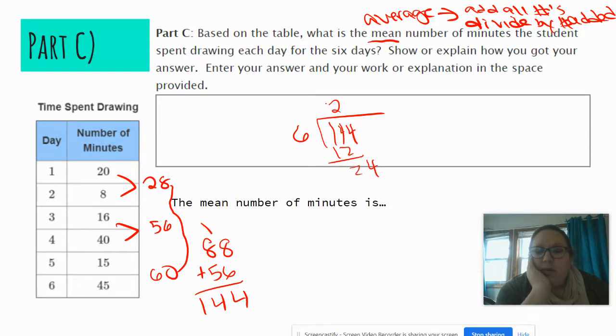6 does not go into 1, but it goes into 14 twice. 6 times 2 is 12. You subtract, you get 2, bring down your 4. 6 goes into 24 4 times exactly. So the mean is 24.